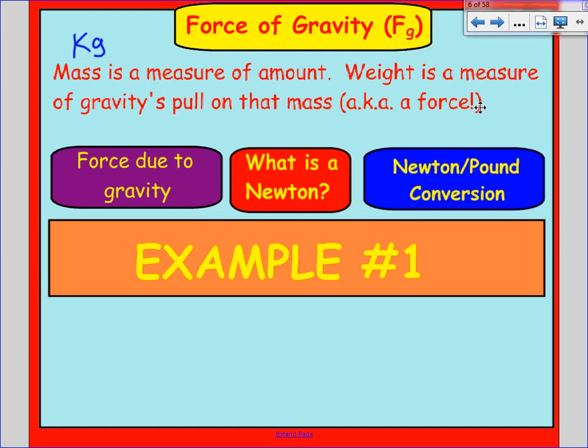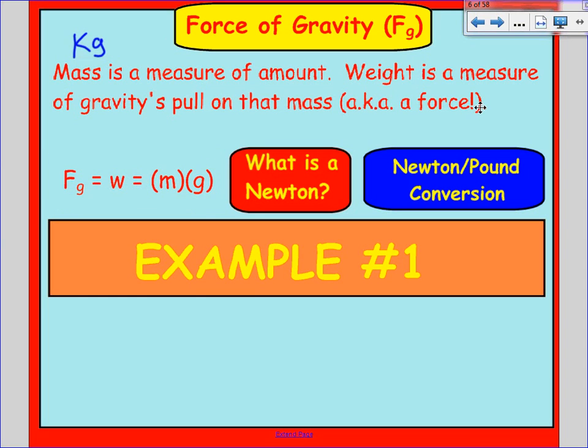So when we talk about force gravity, we're really talking about weight, not mass. Now there is a way that you can calculate the force due to gravity, and that is taking your mass in kilograms times the acceleration due to gravity. And remember, g is always 10 meters per second squared.